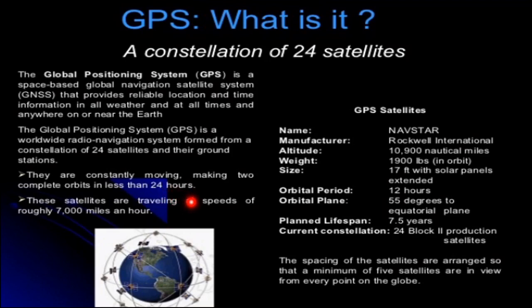To state the exact motion of the satellites, these satellites revolve around the earth twice a day. With what speed? With the speed of 3.87 kilometer per second. So they are completing two revolutions in a day, with a speed of 3.8 kilometer per second. This is an example of a GPS satellite, which is known as Navstar.